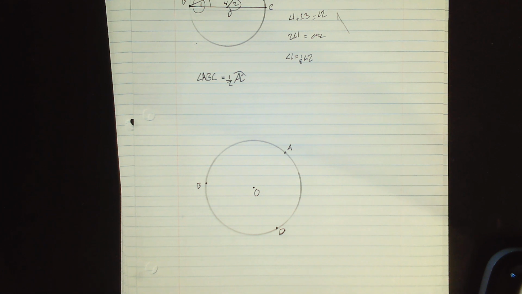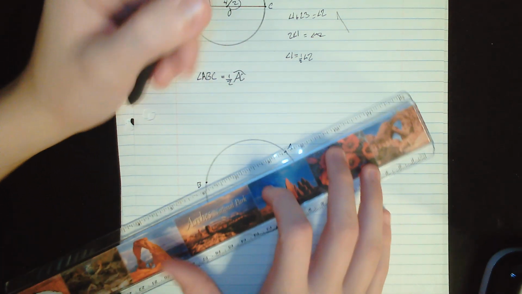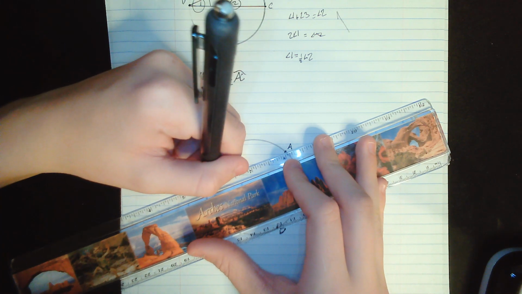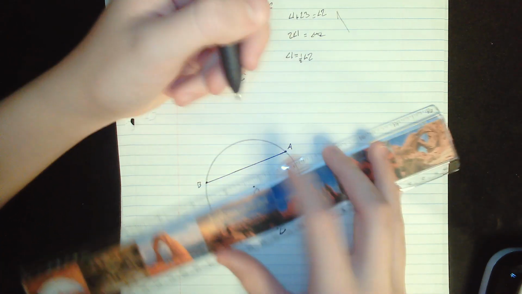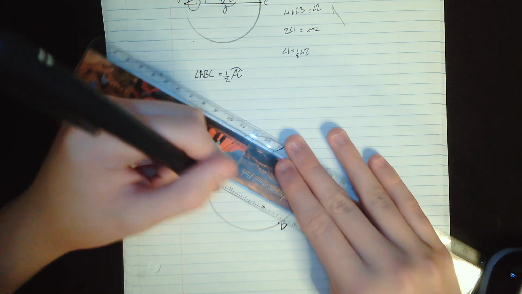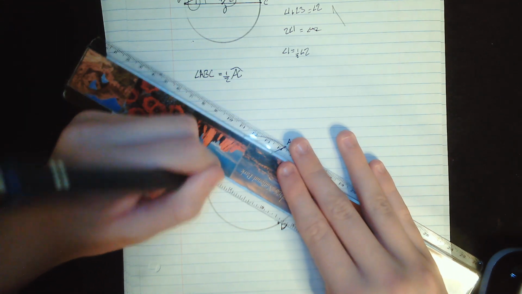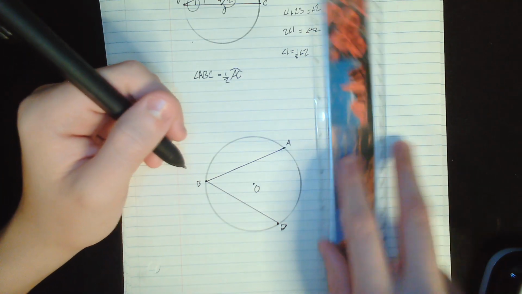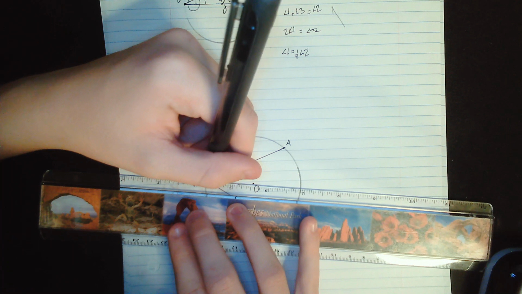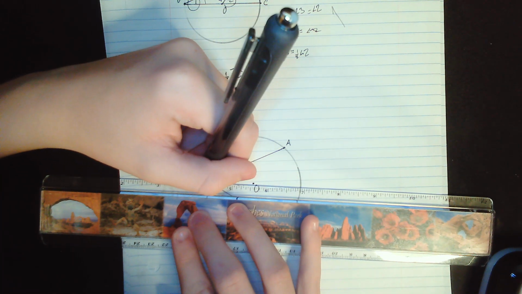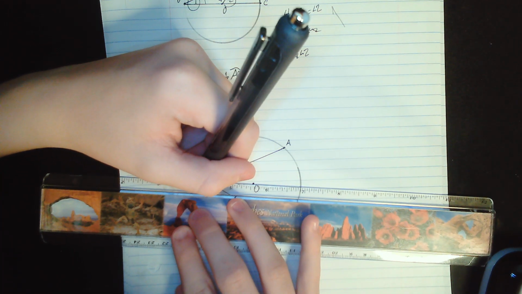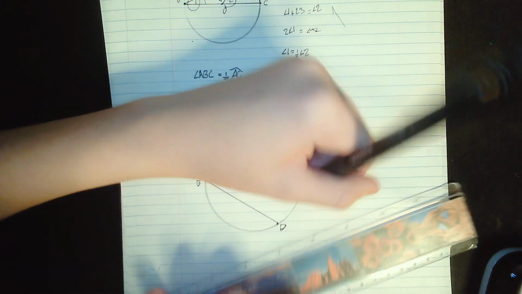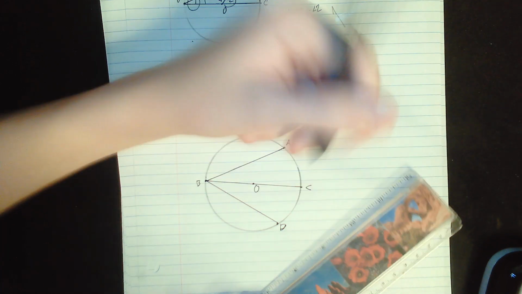And then do the same thing again, and we're going to draw in between these. So we're going to draw a line between BA, like that. We're going to draw a line between B and D. And then we're going to draw a line between B and O, and label this point C.